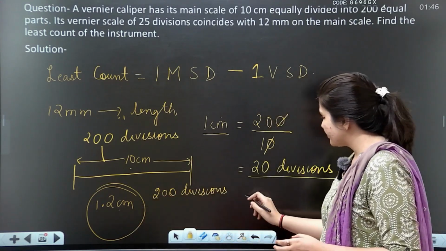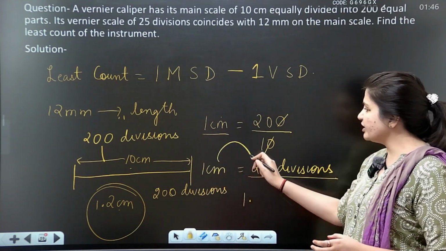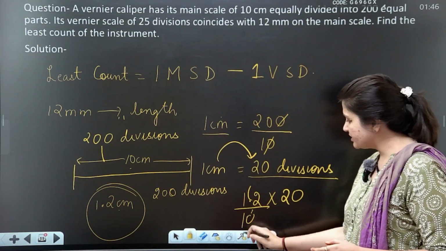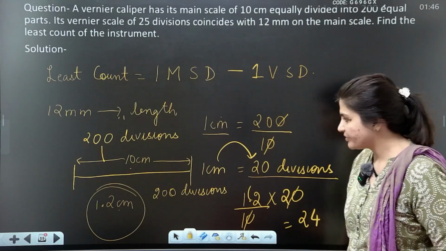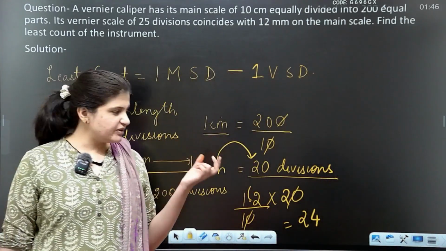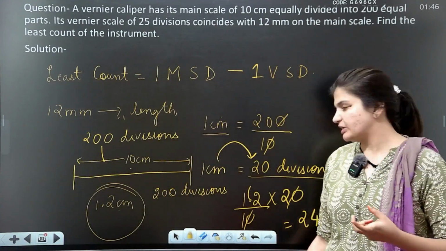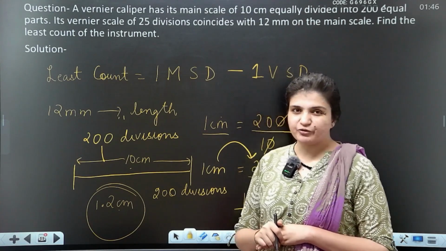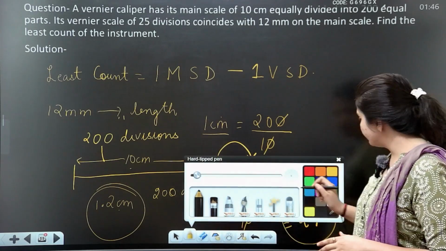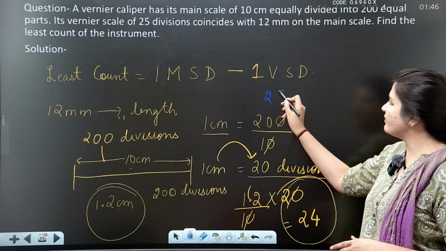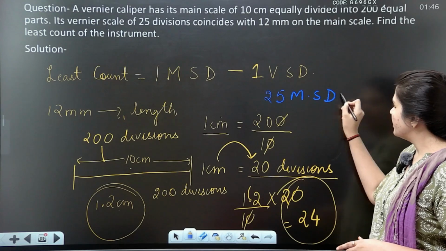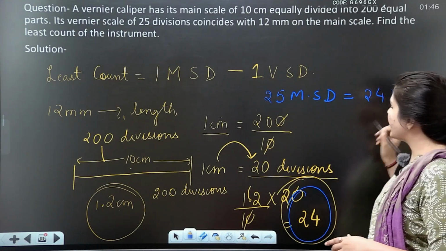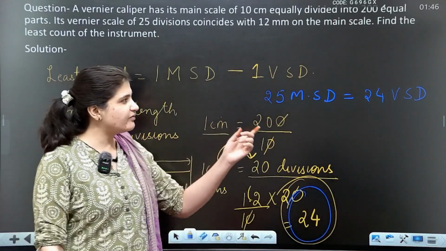Now for 1.2 centimeter, the number of divisions is 1.2 into 20, which comes out to be 24. So for 1.2 centimeter we are covering 24 divisions. That means 24 main scale divisions is equal to 25 vernier scale divisions.